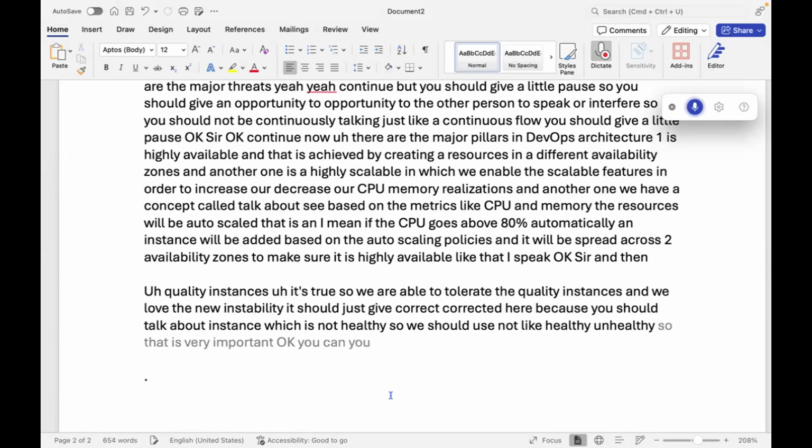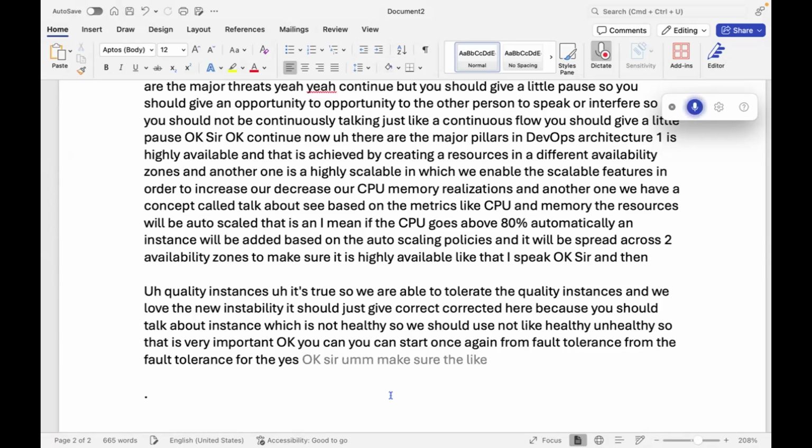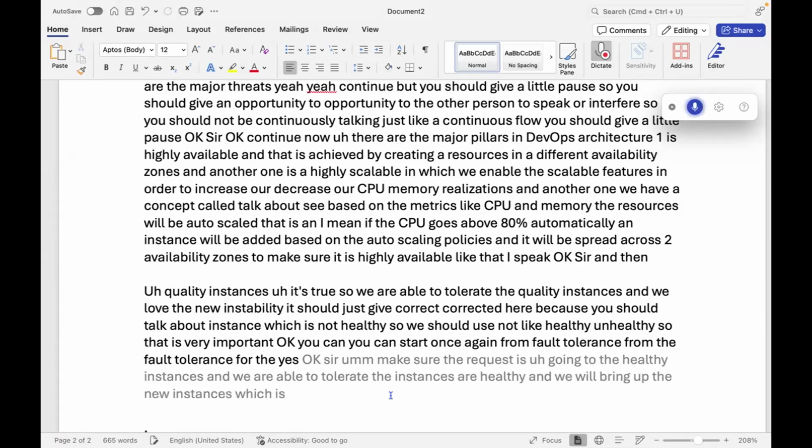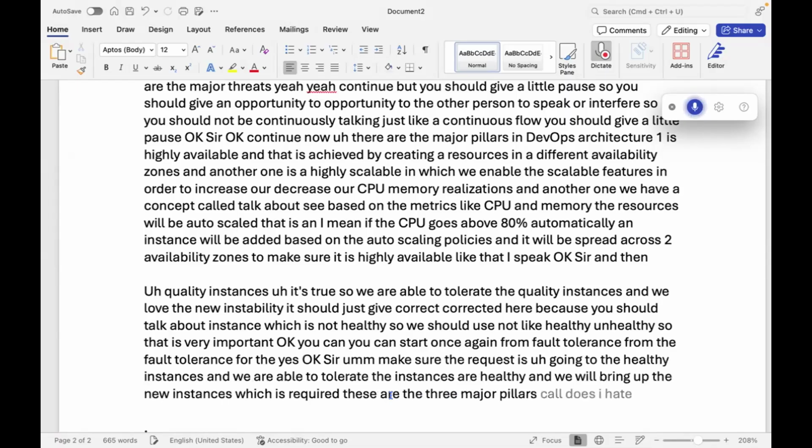Starting again from the fault tolerance concept: we make sure the requests are going to the healthy instances, and we are able to tolerate the unhealthy instances and bring up the new instances which are required. These are the three major pillars. Call them HA, HS, and FT.